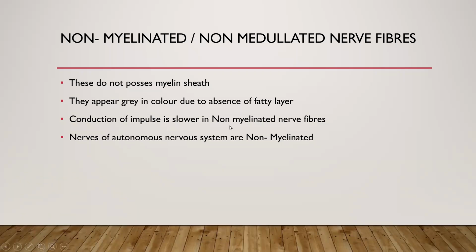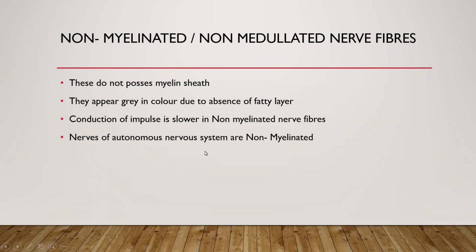Conduction of impulse is slower in non-myelinated fibers. As there is no fatty layer, and we know the fatty layer basically helps in insulation in case of nerve fiber, that is quick transfer. But here, as the fatty layer is not present, that means the conduction of impulse is slower. Where are they found?